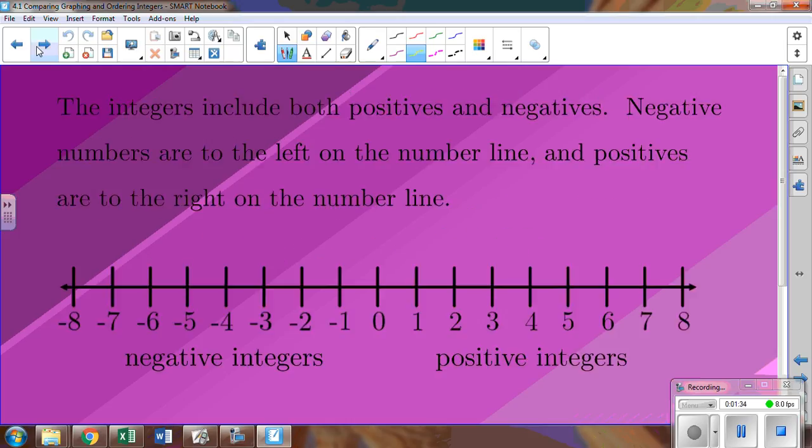Since the integers include both positives and negatives, we will have to have a positive and negative side to the number line. Negatives are on the left, positives are on the right. And we say left and right because we're referring to the left and right hand side of zero. All your negatives are arranged like here. All the positives are arranged like that on the right.